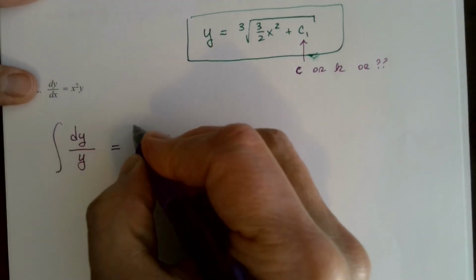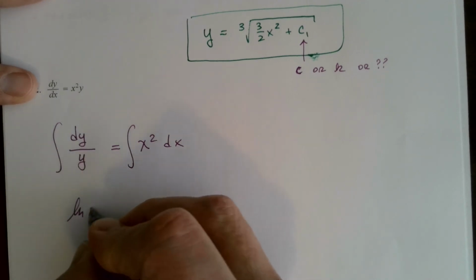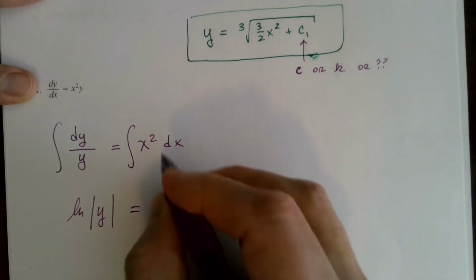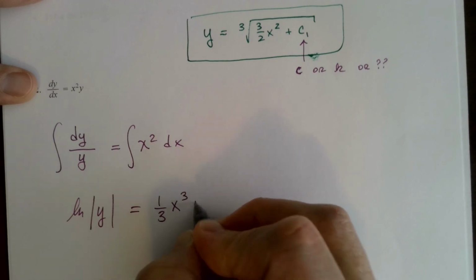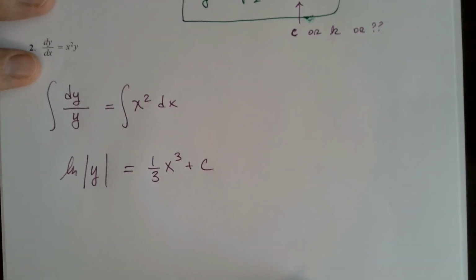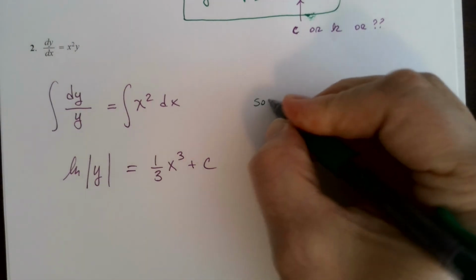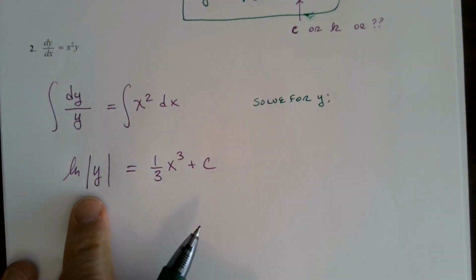Now I integrate. What's the integral of 1 over y? That's the natural log absolute value of y, plus a constant. Again, I'm going to throw the constant to the other side. Antiderivative of x squared. And there I have implicitly y given as a function of x. But I want to solve for y again. Can I solve for y? Yes, I can. How do I get rid of the natural log?